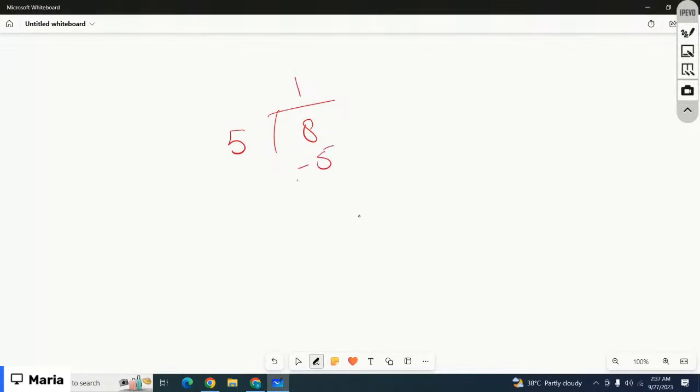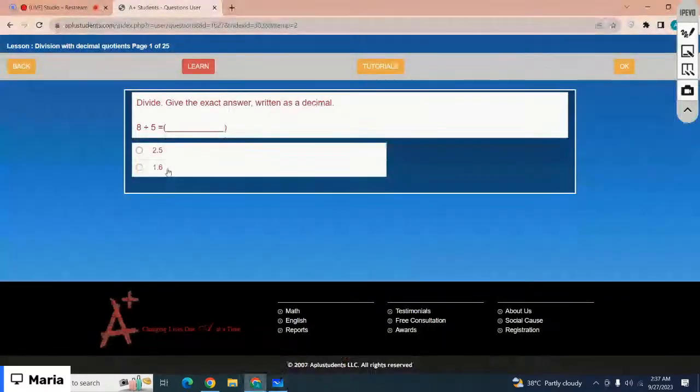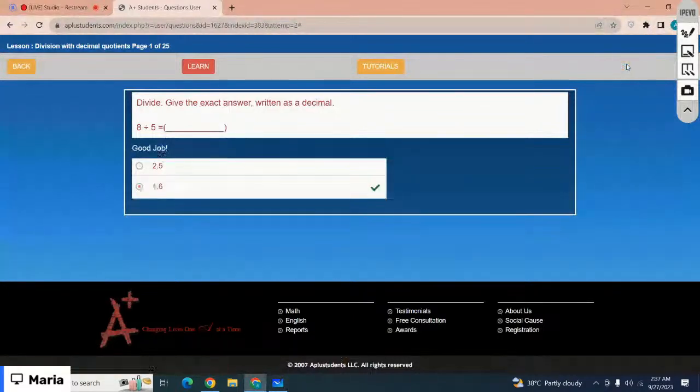5 times 1 is 5. So 8 take away 5 is 3, right? You can put a decimal point over here and 0 over here. So 5 times what number is 30? 5 times 6 is 30. So that is 1.6. The correct option is 1.6. Got it? The second one is the correct option.